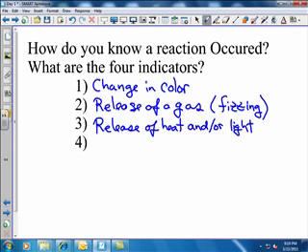Release of heat and or light is another one. And formation of a precipitate is the last one. And we'll see that formation of a precipitate quite a bit in this particular chapter.